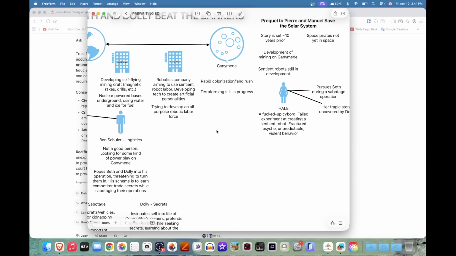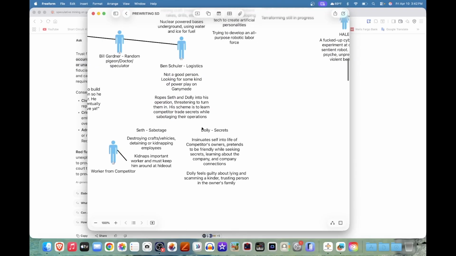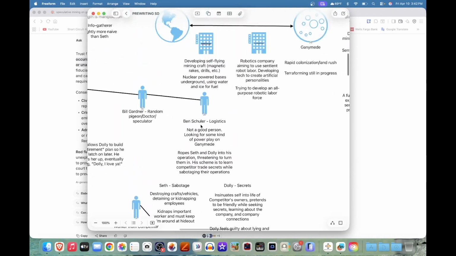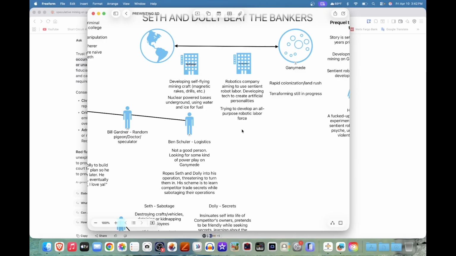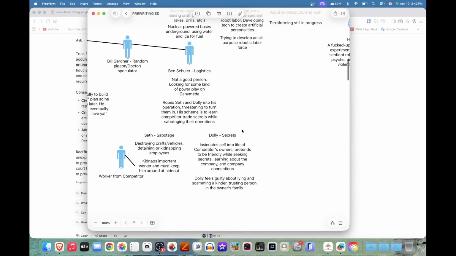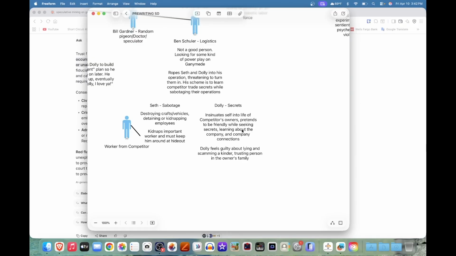Setaforge is thinking more like, no, they don't want that. They want to have all the business themselves. They don't want robots doing all the work. They want to do it themselves. So Ben Schuler hires or forces Seth and Dolly to find out about the company. Now, where does the banking cabal come in? Not sure yet. The banking cabal could come in maybe when Dolly discovers something else that's going on, or maybe they both discover something else is going on. What is going on? Who is involved in this?